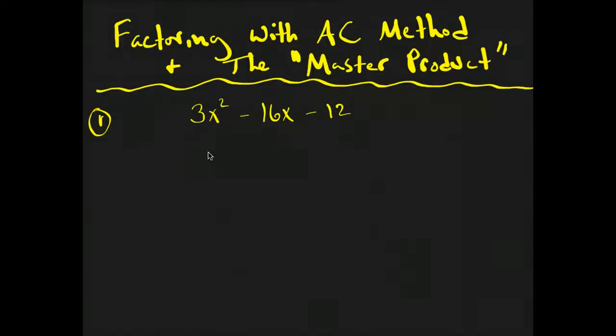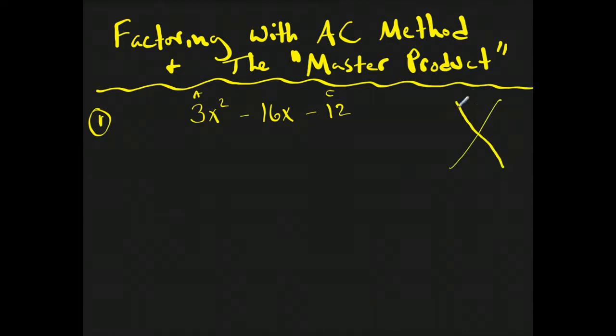We factor a trinomial with the AC method and the master product when the coefficient of the a term is greater than 1. In this case it's 3, so we're going to use the AC method. When we do this, the first thing we do is multiply our a term, in this case 3, and our c term, in this case negative 12, in order to form our master product.